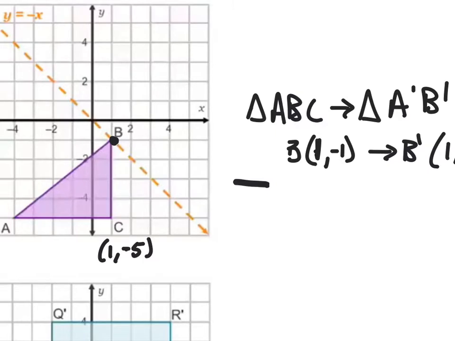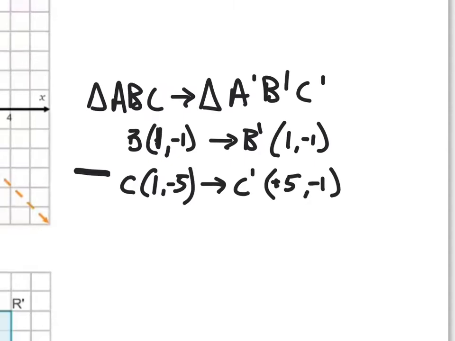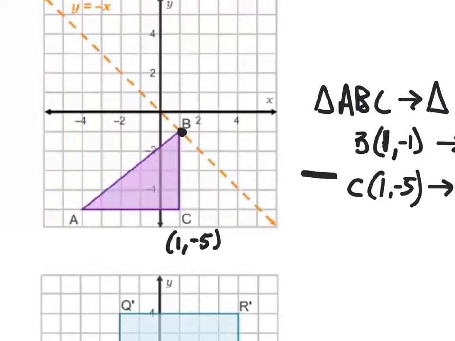But let's talk about point C. Point C is the point 1, negative 5. Now remember, what I want to do to get C prime is switch our x and y. So we're going to get 5 and 1. And we're going to make them opposite, all right? Because this value is negative 5, that means this value here is going to be positive 5. And then the 1 is going to become negative. So let's go ahead and find that real quick. Let's do 5, negative 1, and that's going to be point C prime.